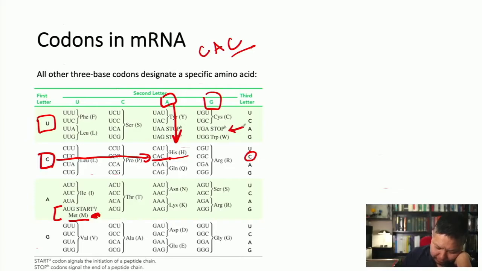So those are things I want you to remember. The start codon methionine, the stop codon UGA, and just basically how to read this chart. Okay?